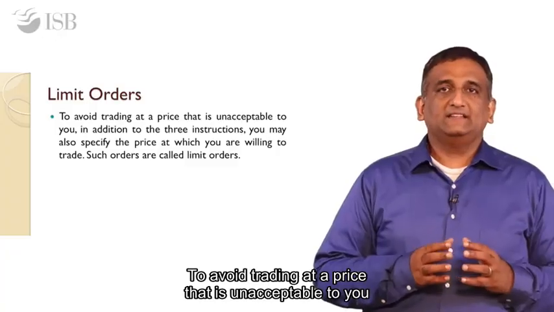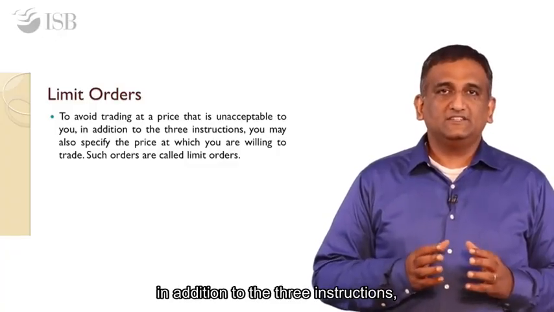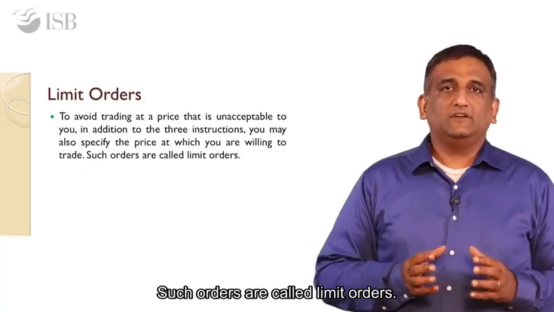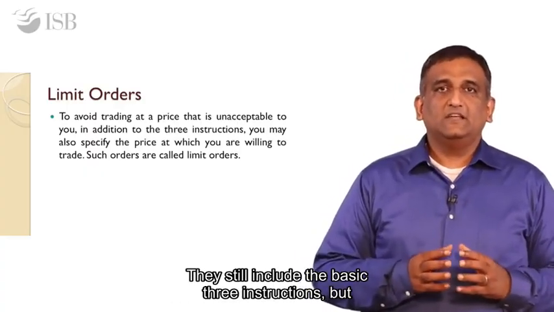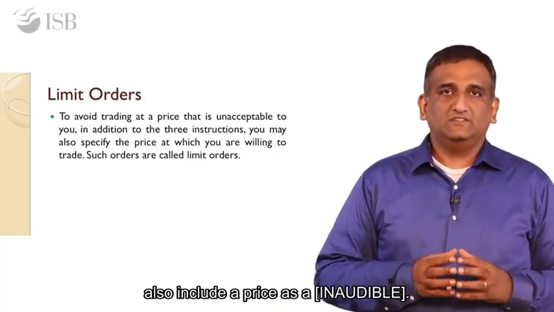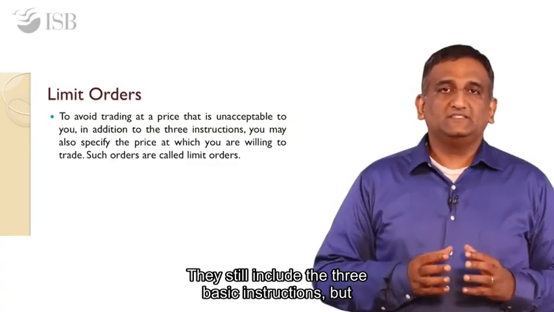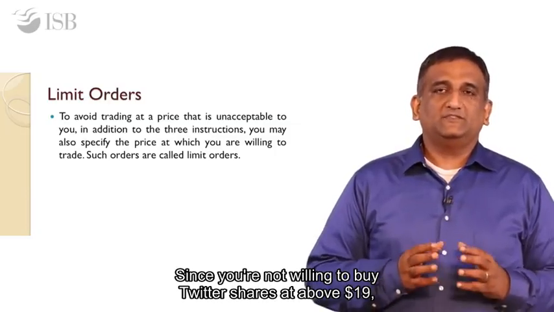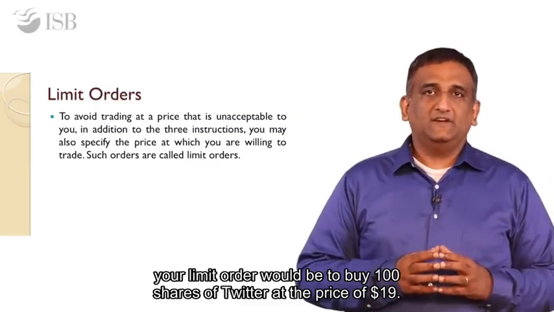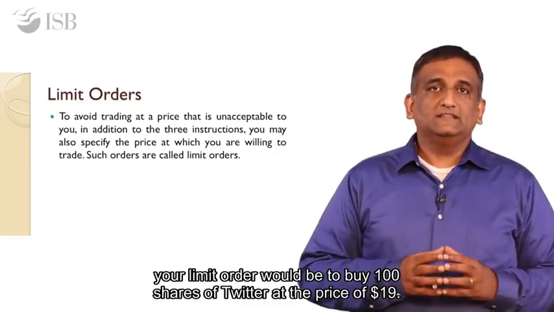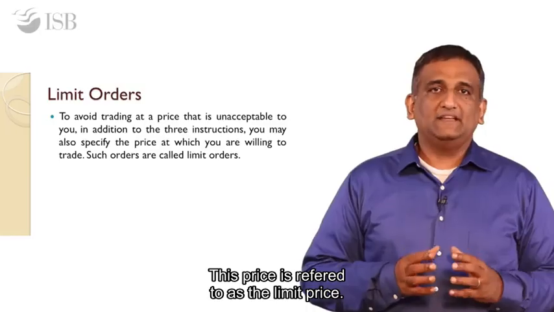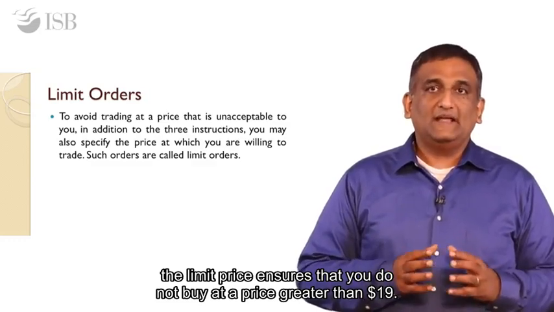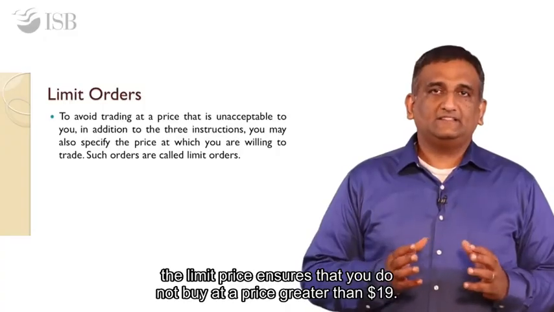To avoid trading at a price that is unacceptable to you, in addition to the three instructions, you may also specify the price at which you're willing to trade. Such orders are called limit orders. They still include the three basic instructions, but also include a price as the fourth instruction. Since you're not willing to buy Twitter shares at above $19, your limit order could be to buy 100 shares in Twitter with a price of $19. This price is referred to as the limit price. For a buy order, the limit price ensures that you do not buy at a price greater than $19. The maximum price at which you could trade is $19. Prices lower than $19 are, however, acceptable.